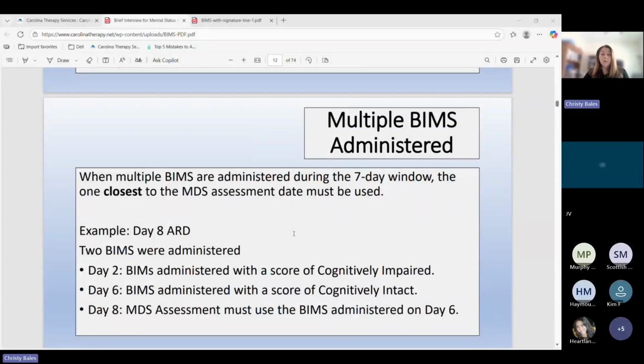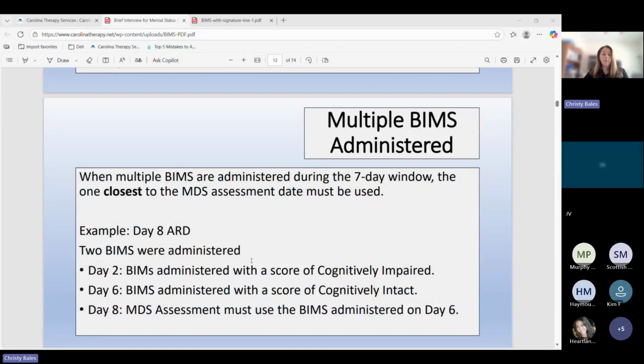When multiple BIMS are administered during the 7-day window, the one closest to the MDS assessment date must be used. So if we have multiple people, and not in this building, but in one of my other buildings that I used to have, we had multiple people doing it. And we had to use the one that was closest to the MDS assessment date. And sometimes that one was showing that they were normal. So please be careful. I think we are pretty good at all Century Care buildings, so that's wonderful.